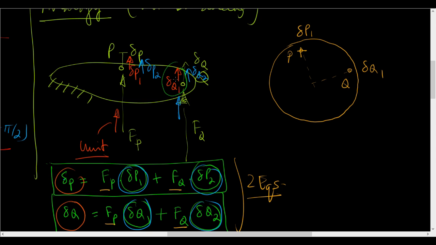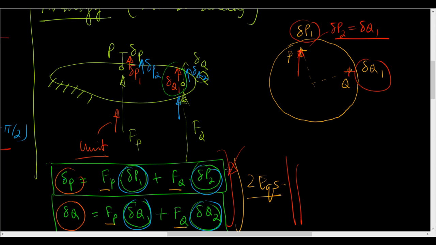Then when I apply a unit force here, by symmetry, because it is perfectly round, what I was getting as delta P2, I don't need to measure, because it will be equal to delta Q1. This is the same process, but by applying one force here and measuring two displacements, I will get enough information for this system.